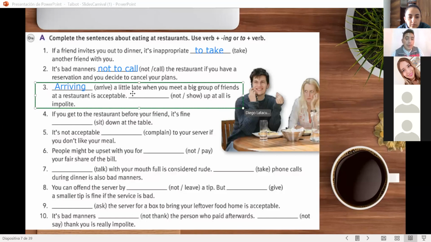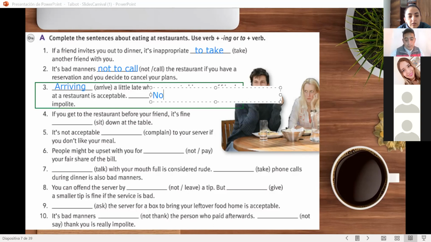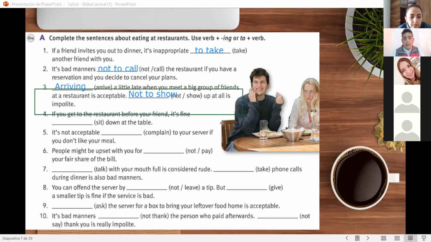is acceptable. And who knows the answer, the next answer? What can we put here? Not to show. Not to show up at all is impolite. Okay. Exacto, not to show. Es decir, llegar un poco tarde a una reunión de amigos está bien, pero no presentarse, decir sí, yo ya voy y nunca aparecer, no está bien, ¿no es cierto? Es descortés.